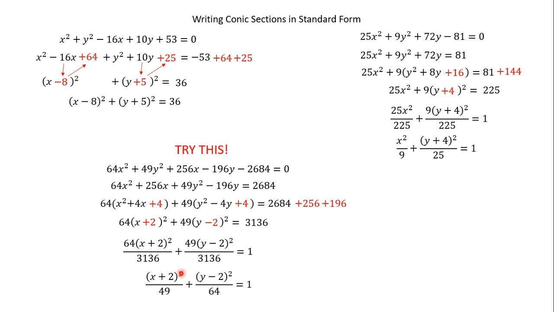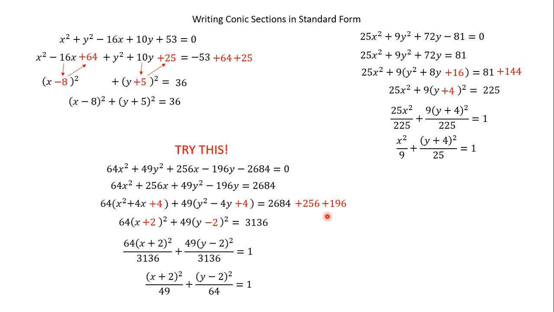So we get x plus 2 squared over 49 plus y minus 2 squared over 64 equals 1, which, notice, it's an ellipse. The center is at -2, 2. We're going over 7 and up and down 8. So it's a vertical ellipse, but it's really close to a circle.